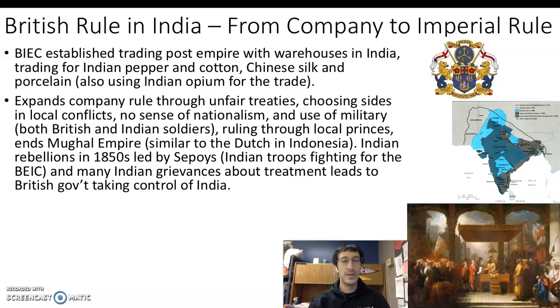So the British established this with, first within warehouses, and then trading for pepper and cotton, the Chinese silk and porcelain. Remember how this also connects back to the idea of the opium wars and the opium trade that we talked about in chapter 31, and how the British will use that to their advantage. But first, before they went into China, they did their deeds in India to consolidate their hold. So the British East India Company expanded their rule through essentially making unfair treaties.